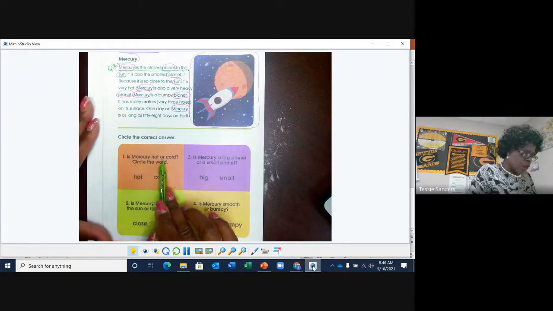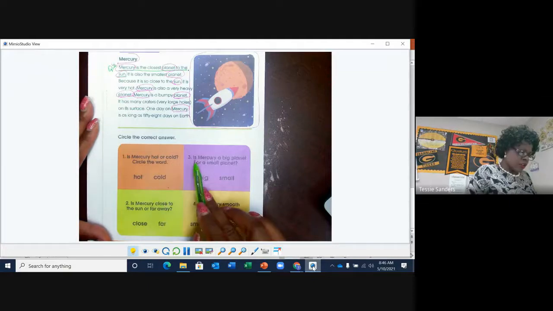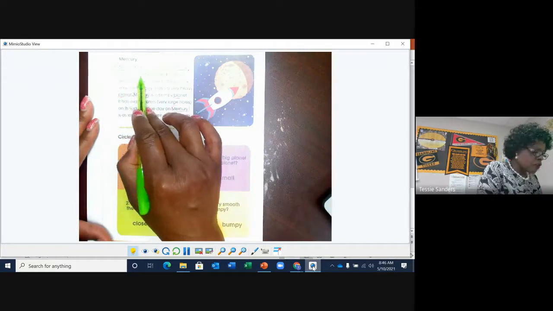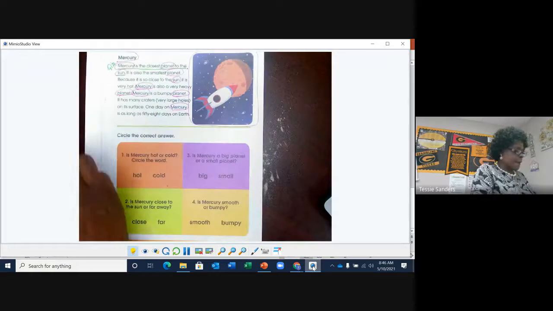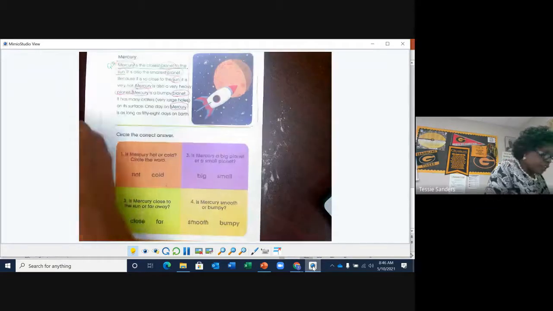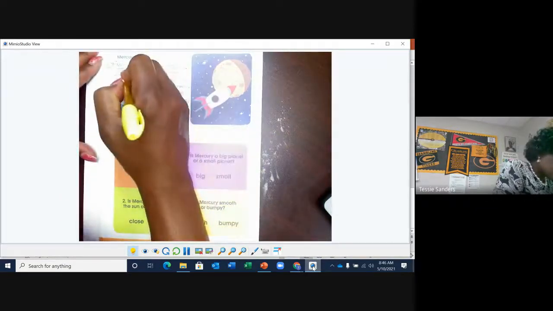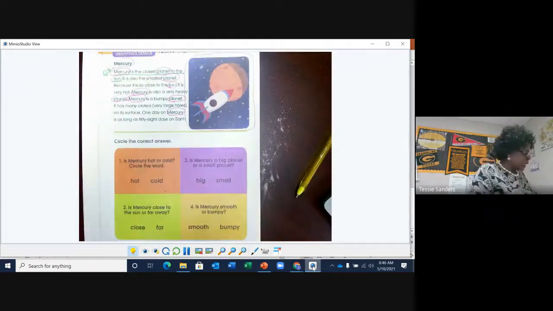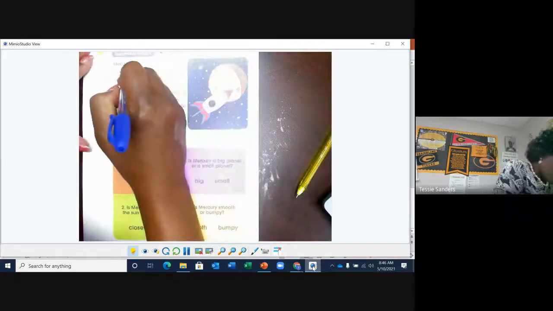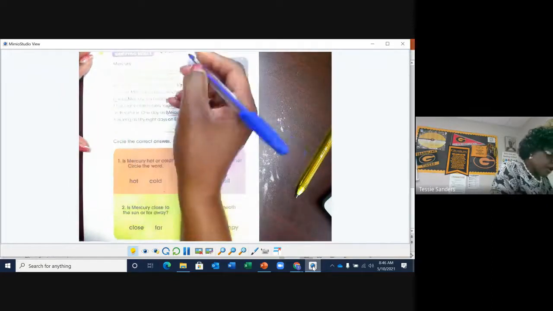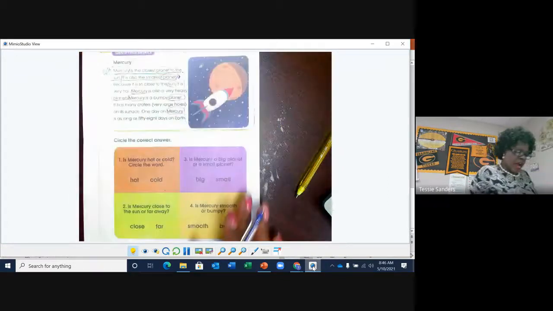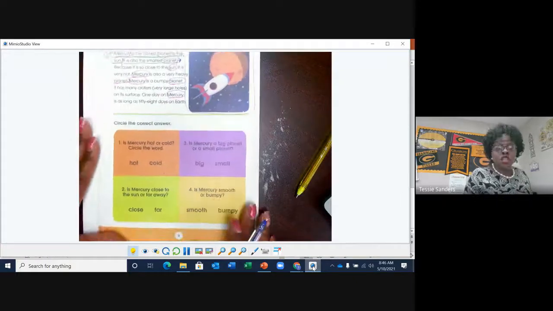Is Mercury hot or cold? Is Mercury a big planet or a small planet? It is also the smallest planet. Let me see if I can choose this color. Let me choose a different one. I want you to see what's going on. It is the smallest planet. I'll put a box around this one, and I will write, which question is this?